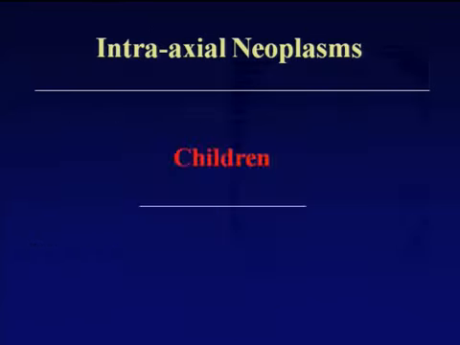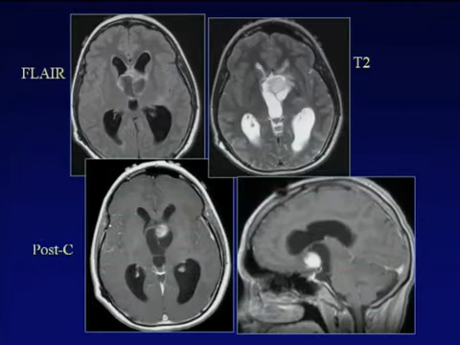In children, we have different types of histology, as I said before. You see a tumor here, a cystic tumor, FLAIR, T2, post-contrast, you see the mural nodule. As I have mentioned before, it's typical for a hemangioblastoma, okay? But it's not the case here. This is another take-home message.